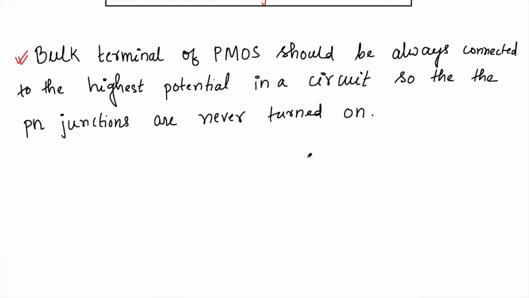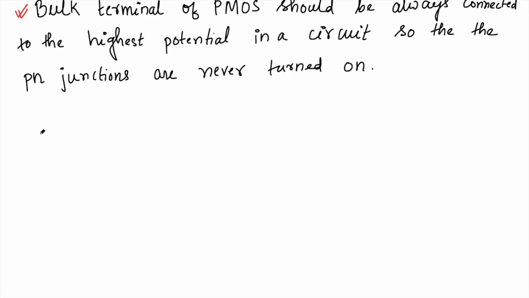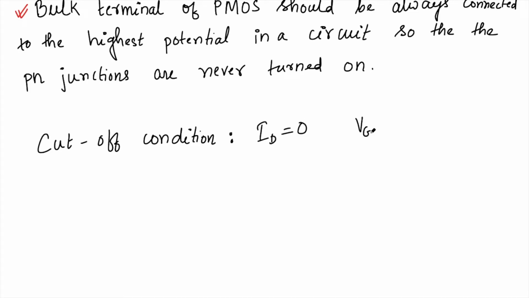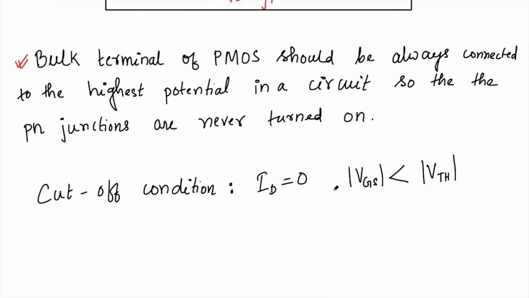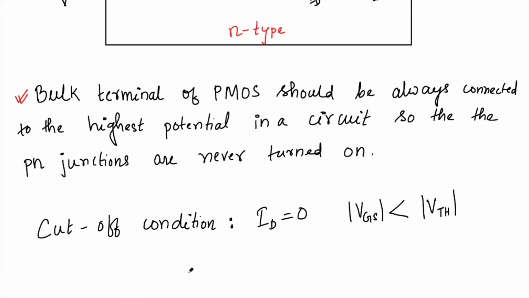So this is something we have to remember. Again, let me write the equations. In case of the cutoff condition, of course, in this case also ID is 0, and my |VGS|, again I'm writing the mod, because VGS in this case is negative, VSG is positive, so it should be lesser than the threshold voltage. Then it is in a cutoff condition, no channel is formed. So it's the same as for the PMOS.